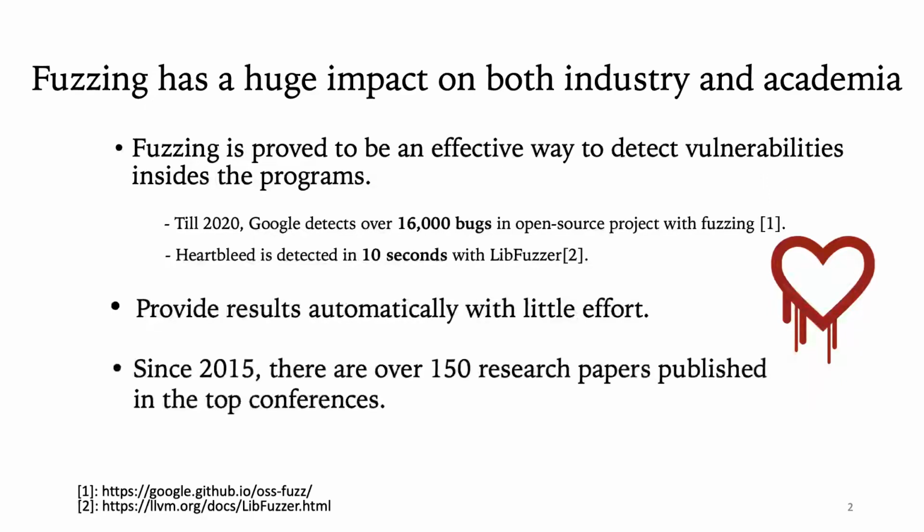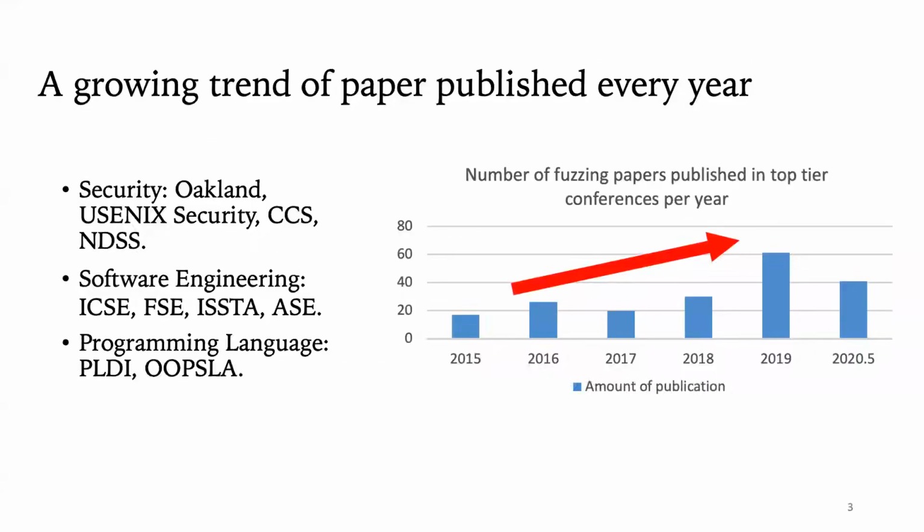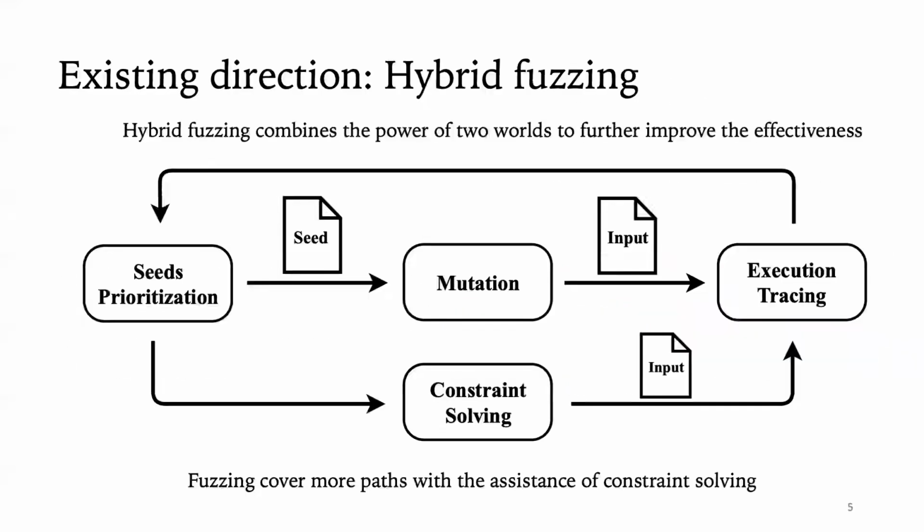Meanwhile, fuzzing has also attracted attention from academia. Since 2015, there are over 150 research papers published in top conferences. We further surveyed the number of fuzzing papers published in the recent 5 years. This statistic shows the growing trend and popularity of fuzzing. Among these papers, hybrid fuzzing is one of the major directions in today's research.